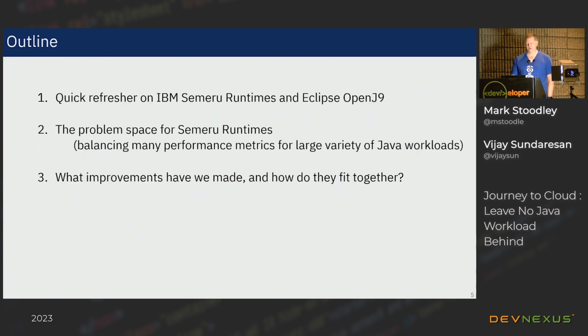The outline of the talk is we're going to give a quick refresher on what Semeru Runtimes is and how it's built and powered using the Eclipse OpenJ9 Java virtual machine. Then I'm going to talk about the problem space for Semeru Runtimes and try to explain the complexity of the problem space that we're trying to deal with, as well as all of the performance metrics that we're trying to solve for. And then the bulk of the talk is actually going to be this third part where we'll talk through all of the improvements, well, not all, but a good selection of the major improvements that we've made in Semeru Runtimes over the years and show how they fit together to address various performance gaps.